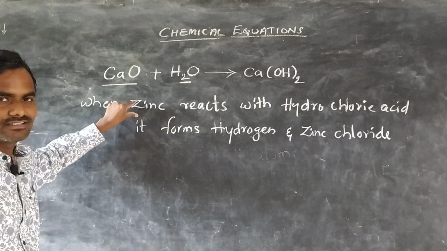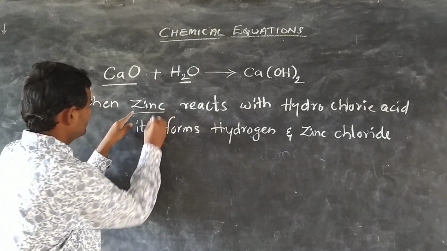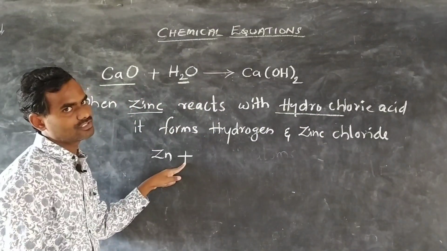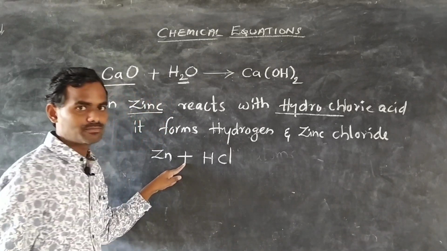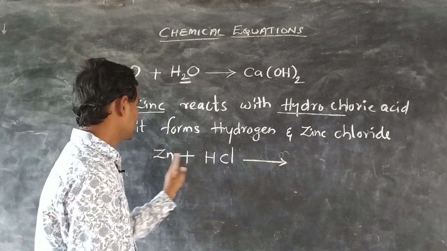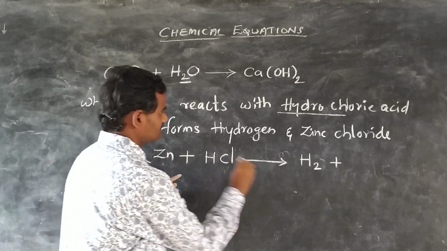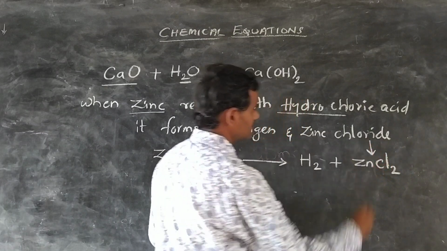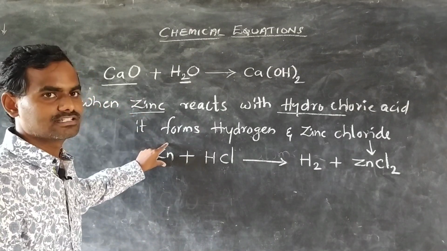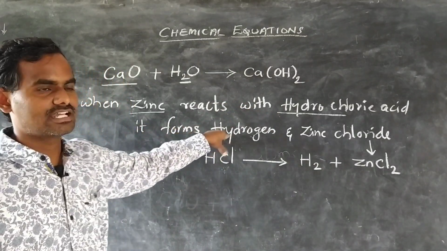Instead of writing the sentence, we will write it in the shortest form, using symbols and formulas. The symbol of zinc is Zn. The formula of hydrochloric acid is HCl. So when zinc reacts with hydrochloric acid, it liberates hydrogen gas, H2, and zinc chloride is formed. ZnCl2 is the formula of zinc chloride. This is the shortest form of this reaction, an example of a chemical equation.